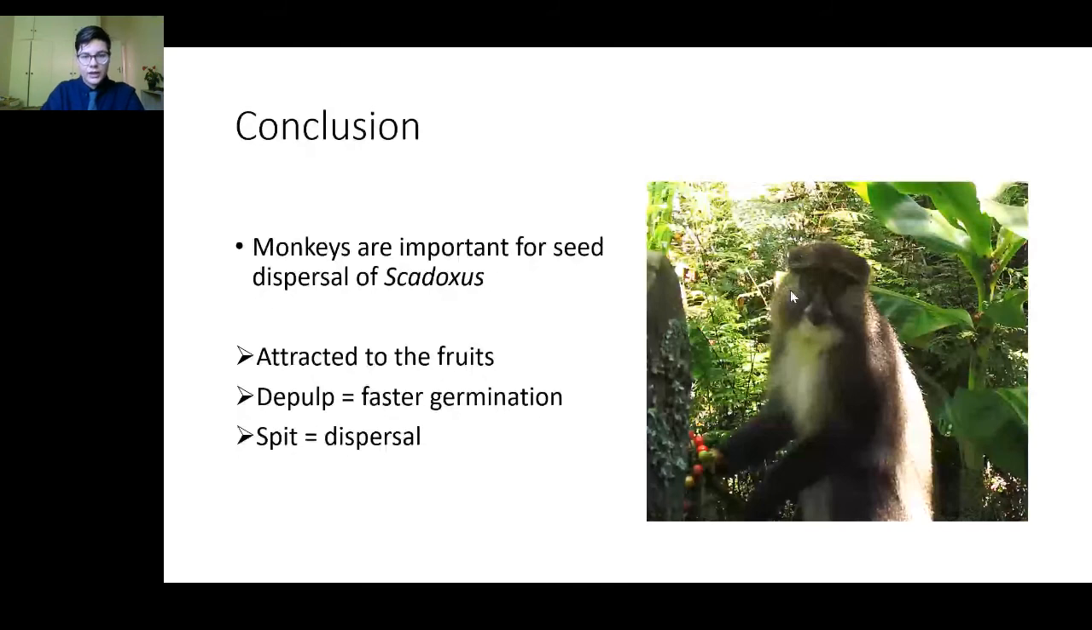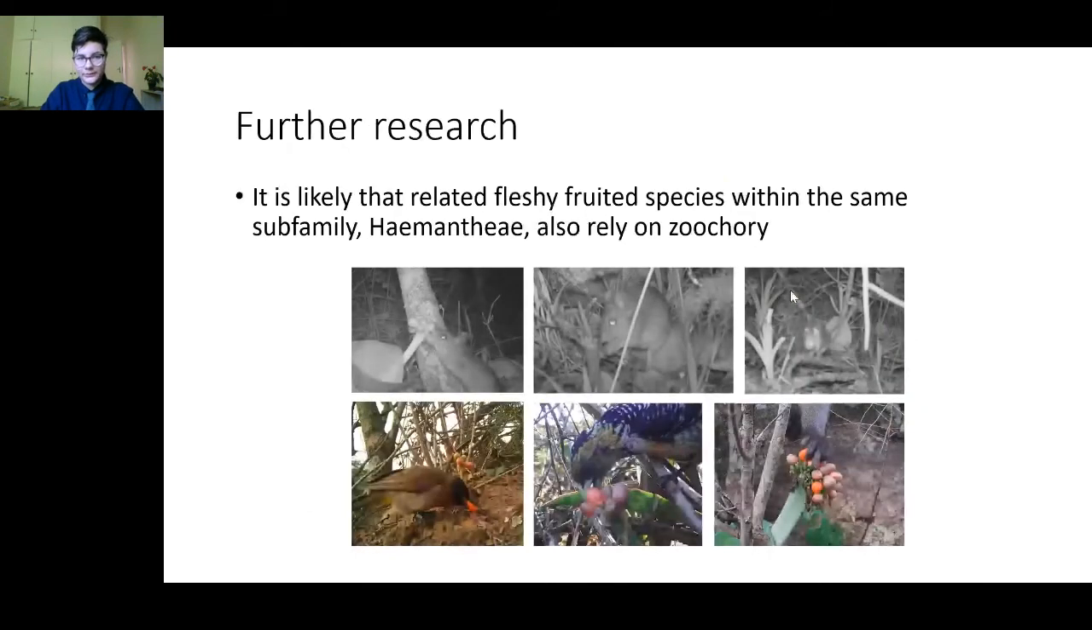It is likely that related fleshy fruited species within the same subfamily, Haemantheae, also rely on zoochory. The pictures that I've shown here are from my work on Haemanthus deformis, so a related species in the same subfamily. And here we are finding that they are dispersed via rodents or birds, so probably different from monkeys because they occur in different habitats, as well as having those smaller fruits. And we're also finding very similar results, that they germinate faster after being depulped, and that there is a short as well as long distance dispersal.